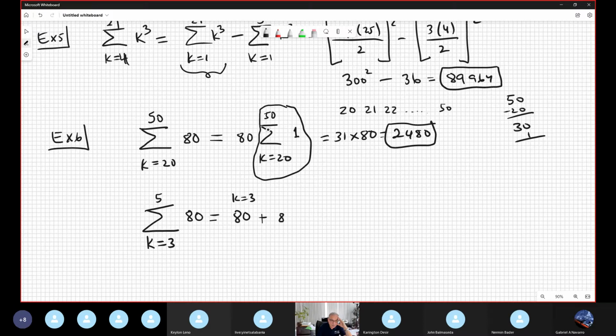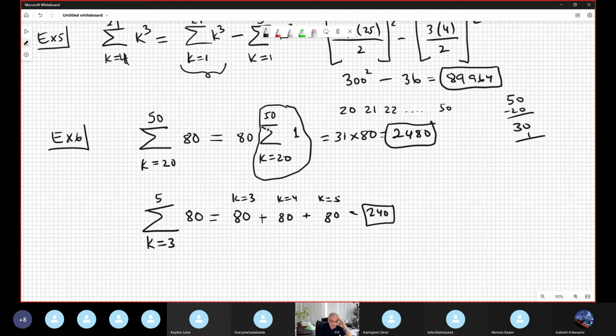Plus k equal 4, 80. And k equal 5, 80, no? 80. Entonces 80 plus 80 plus 80 is 240, no? 240 is the answer. Wow.